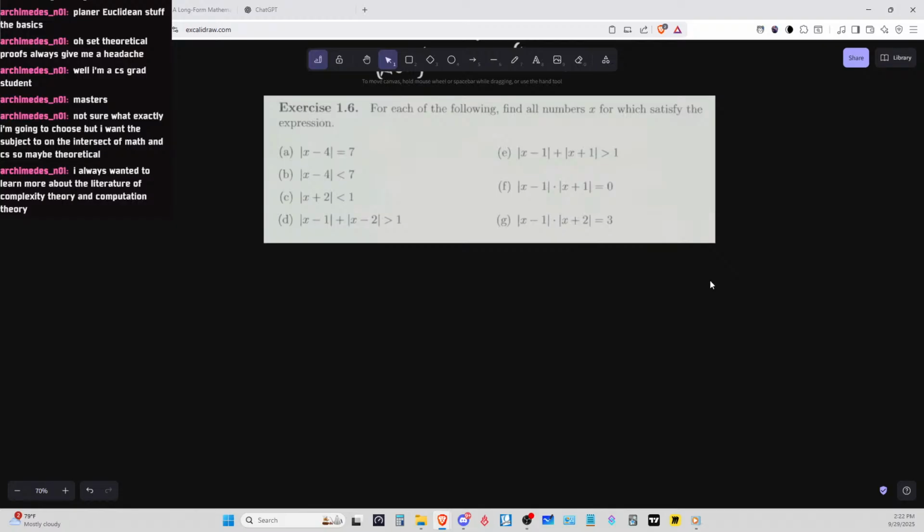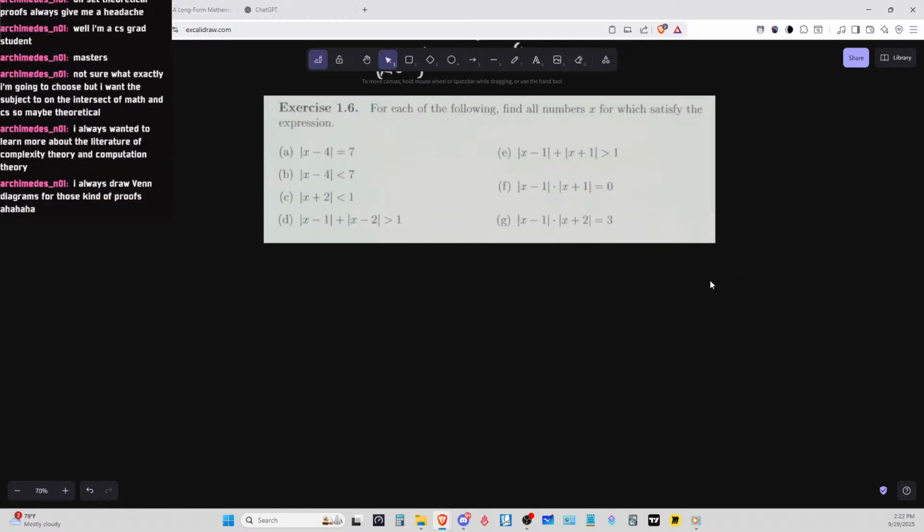Because he's trying to teach me the ways of doing real analysis without having to over-fixate on certain thresholds. Not sure what exactly. Oh yeah, I already read that. I always wanted to learn more about the literature of complexity theory and computation theory.